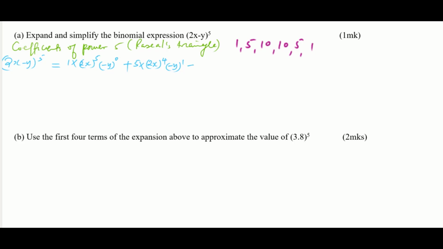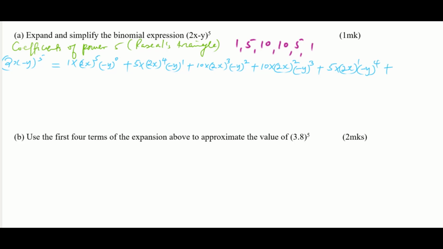So you go to the third one. The third one is 10, the coefficient is 10, multiplied by 2x raised to power 3, negative y raised to power 2, plus the next coefficient is 10, multiplied by 2x raised to power 2, negative y raised to power 3, plus 5, the coefficient 5, multiplied by 2x raised to power 1, multiplied by negative y raised to power 4.